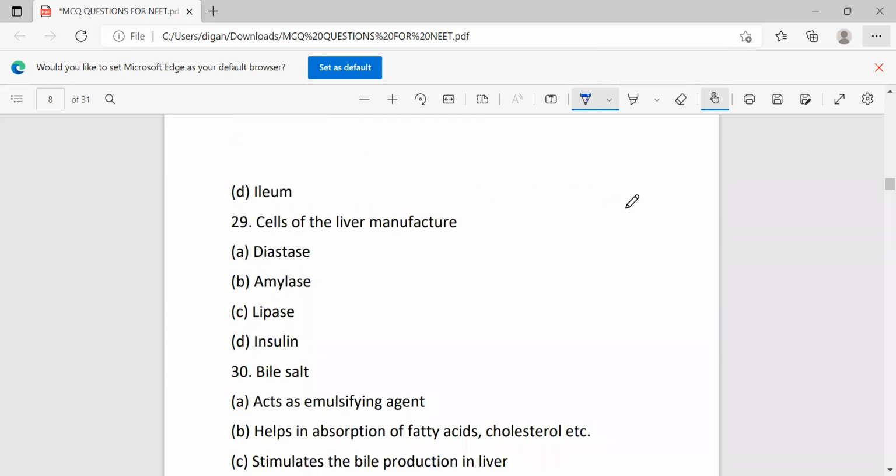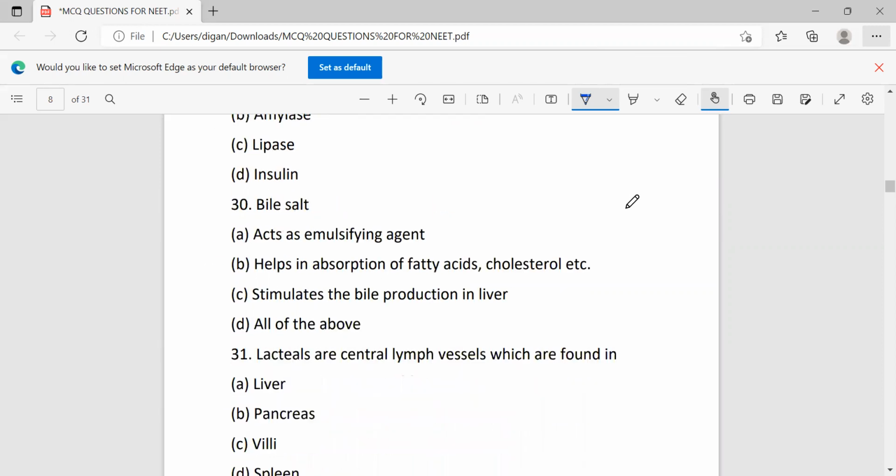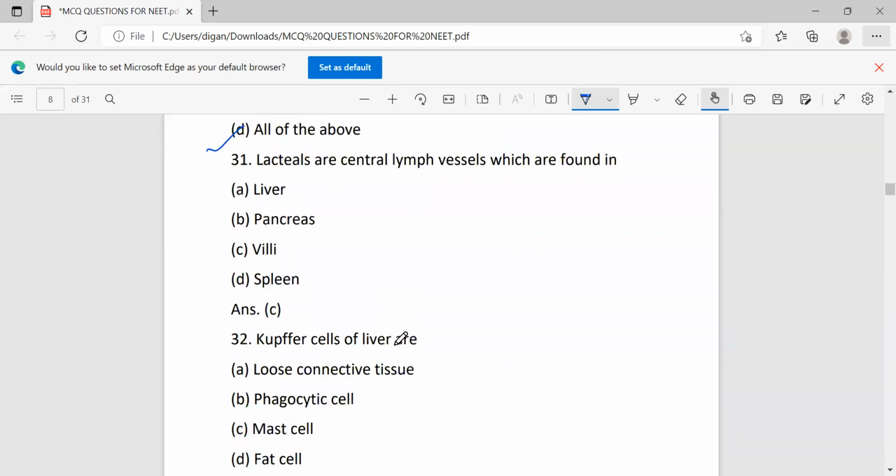Cells of the liver manufacture, option is diastase. Next, bile salts act as an emulsifying agent, help in absorption of fatty acids, cholesterol, etc., and stimulate bile production in the liver. All of the above. The correct answer for question 30 is D, all of the above. Next, 31.